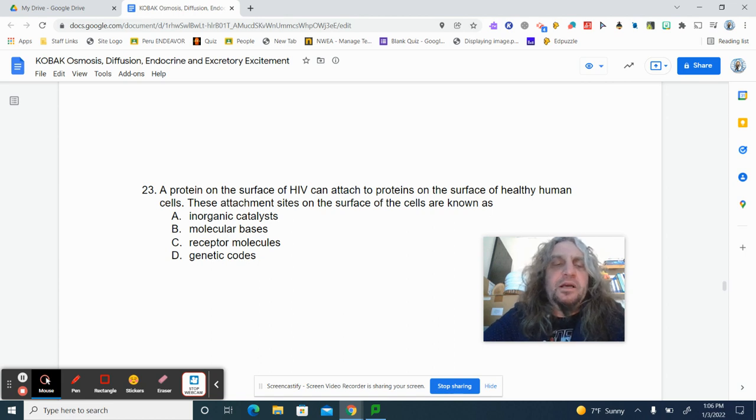Number 23, a protein on the surface of HIV can attach to proteins on the surface of healthy human cells. These attachment sites on the surface of the cells are known as A, inorganic catalysts, B, molecular bases, C, receptor molecules, D, genetic codes.